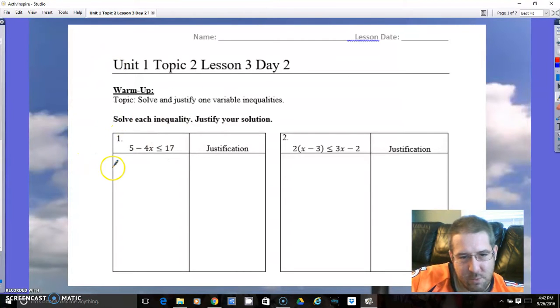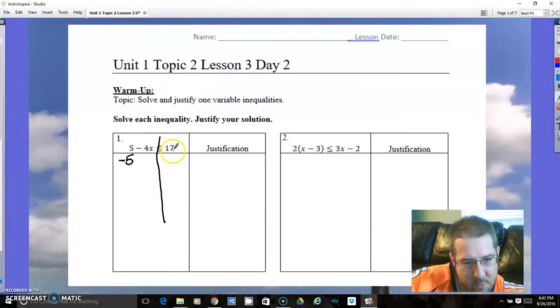Alright, this is day 2 of lesson 3. Starting off once again with solving inequalities. Subtract 5 from both sides. Got to get rid of this number first because this is being added. Do that before multiplication. Subtract 5 from both sides, and you've got 12 on the right hand side, negative 4x on the left hand side.